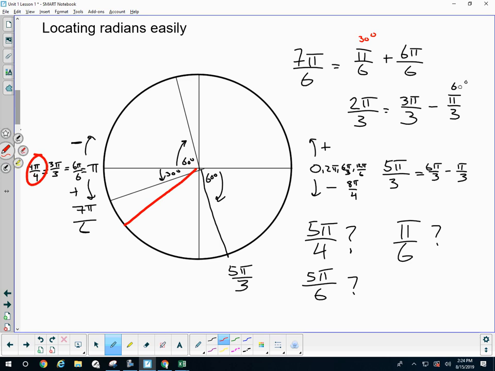Pi over 6. Well, it's just 30 degrees. It's right there. That's an easy one. 5 pi over 6. I know where 6 pi over 6 is. Subtracting would be this way. Adding would be this way. I'm subtracting a pi over 6. I'm placed here. 30 degrees here, 45 degrees here, 30 degrees there. Okay? Questions?